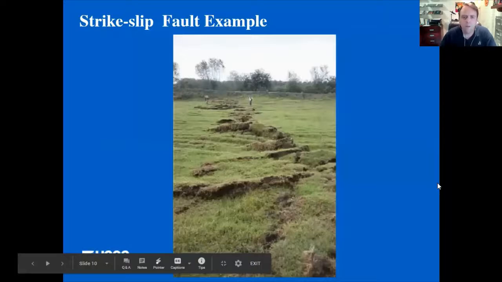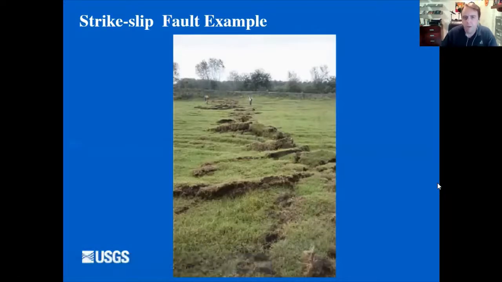So let's take a look at some examples of each type in the real world. Strike slip fault. This is with ground rupture. You don't always see this, but with this strike slip fault example, the ground actually ruptured. So one side of this ground rupture moved in one direction, where the other side moved in the opposite direction.